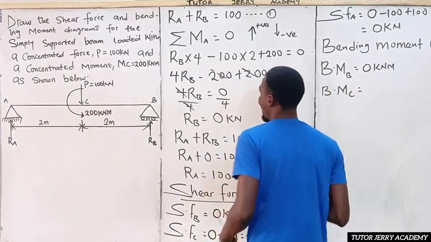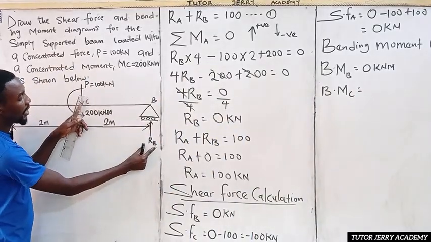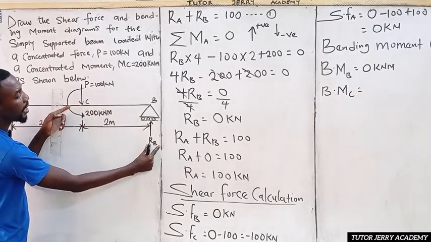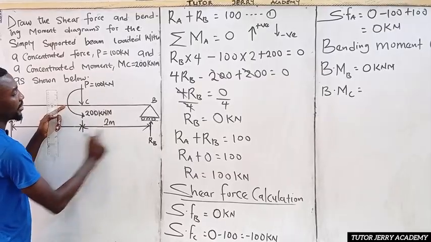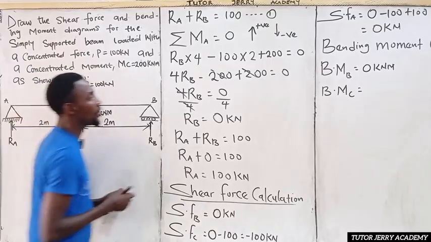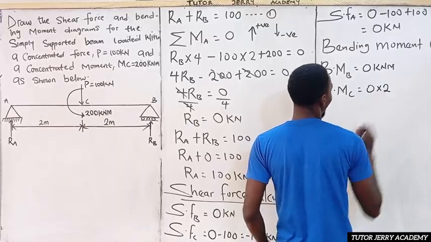Alright. So now the next one is the bending moment at point C. The bending moment at point C is going to be 0 multiplied by 2. This is the force, and this is the perpendicular distance. That is, from this point to this point is 2. So this times this. So it's going to be 0 multiplied by 2.